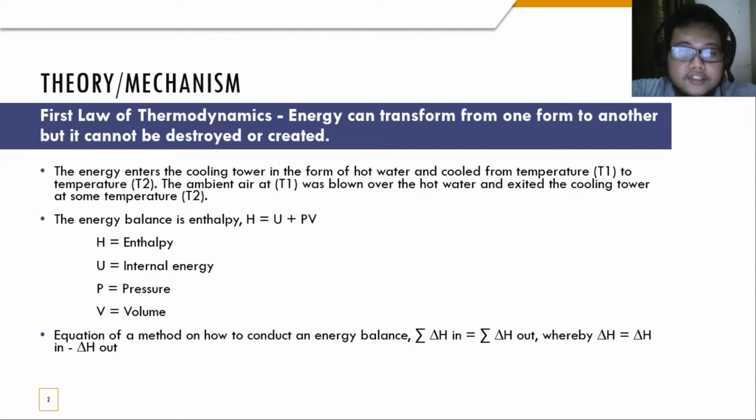The energy enters the cooling tower in the form of hot water and is cooled from temperature T1 to temperature T2. The ambient air at T1 is blown over the hot water and exits the cooling tower at some temperature T2. The energy balance is enthalpy, H equal to U plus PV, where H is enthalpy, U is internal energy, P is pressure, and V is volume. The equation for an energy balance is delta H in equal to delta H out, whereby delta H equal to delta H in minus delta H out.